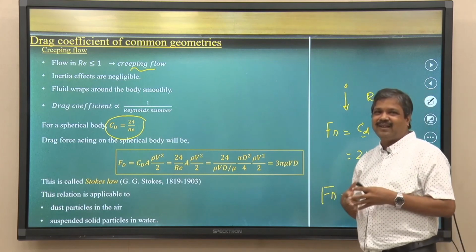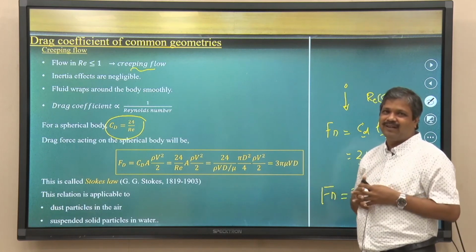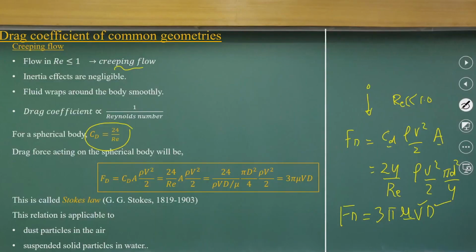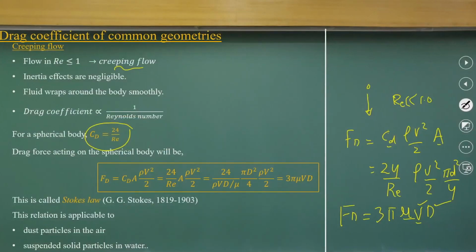So, you know the dynamic viscosity of air also changes with temperature. That way, if you try to understand the dropping of the dust particles, it is a function of velocity, at what velocity it is coming, and it also depends on the diameter and the mu value. That is what is called Stokes law. It is valid for dust particles. Not only that, any suspended solid particles in water also follow Stokes law.